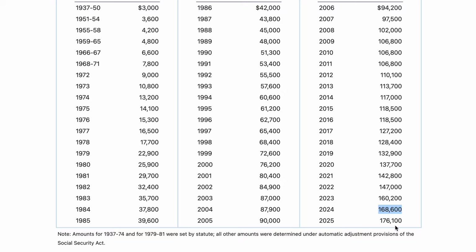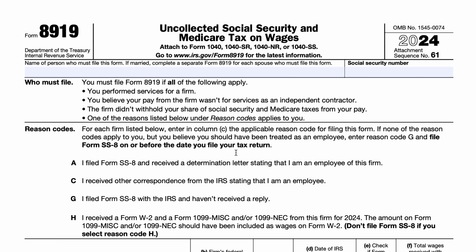$176,100. As of the time of this recording, the 2026 projections haven't come out, but they're expected to be somewhere around $186,000. And then Medicare is 1.45%. There's no limit on that. There's no Medicare wage base. So that's what employees pay.